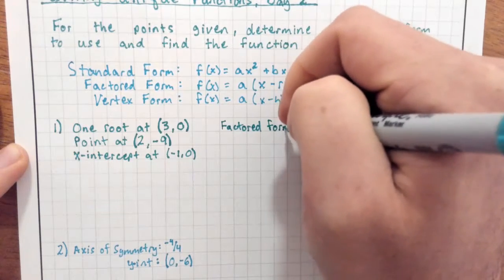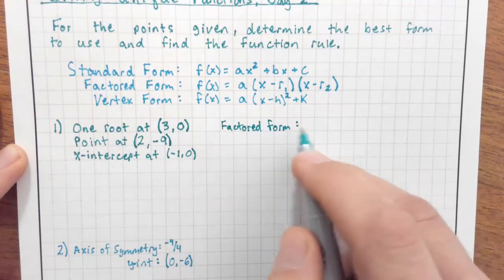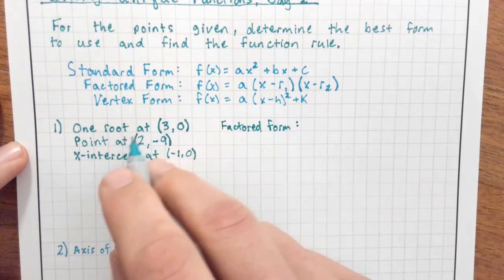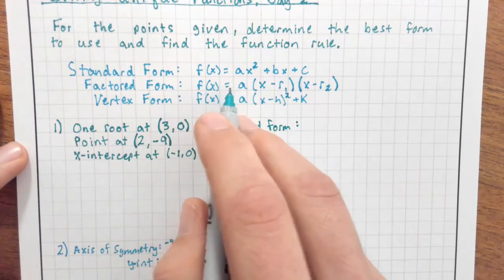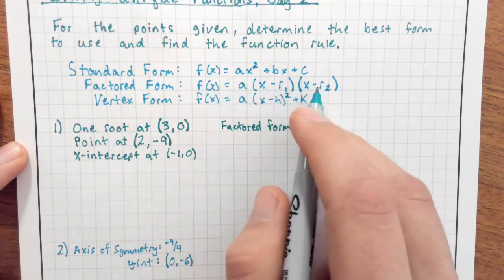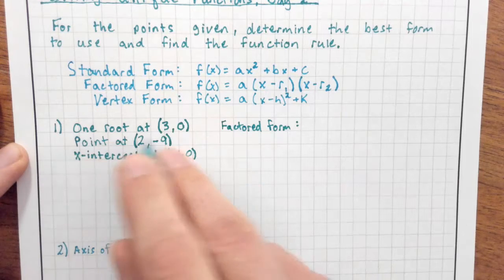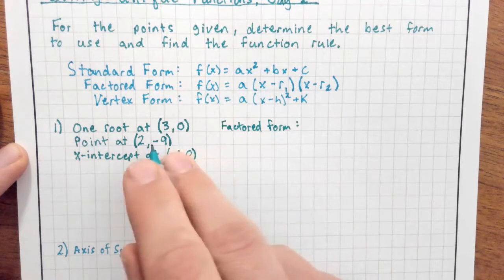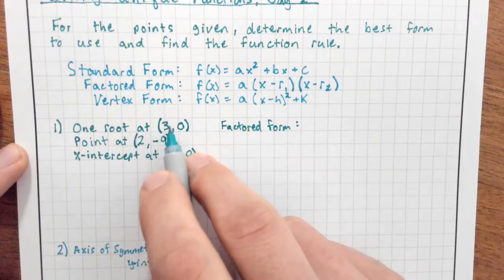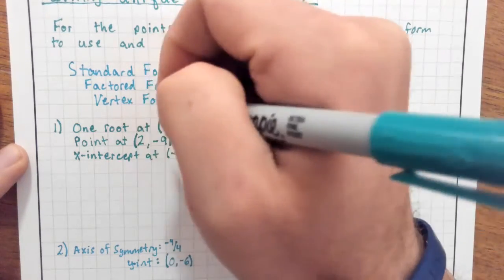And how you want to do this is plug in these points that I give you, or these key features. So for factored form, I know that f of x is equal to a times x minus the first root times x minus the second root. So these points that are given here, it gives us a lot. This is the first root, the 3, the x value right here. That's how you'll get root number 1.